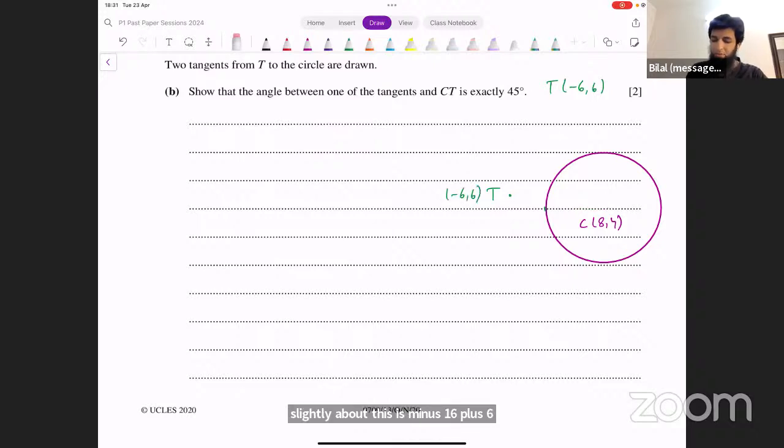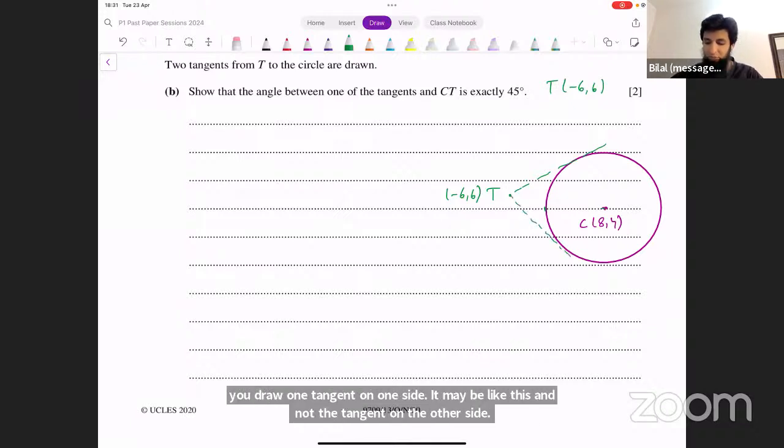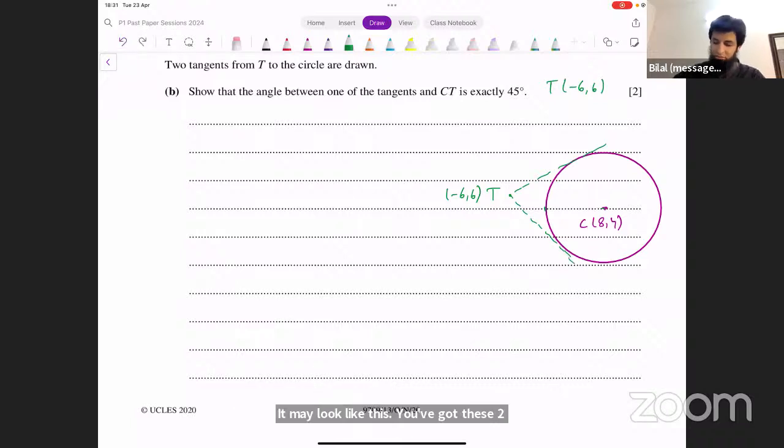And now what's happening is you've got two tangents coming to the circle from T. So you draw one tangent on one side, it may be like this, and another tangent on the other side, it may look like this. You've got these two tangents coming from outside the circle. And now what they're saying is, show that the angle between one of the tangents, so choose any one of them, and CT. What's the line CT? CT is the line that joins the center with this point. That's this line. This is CT.